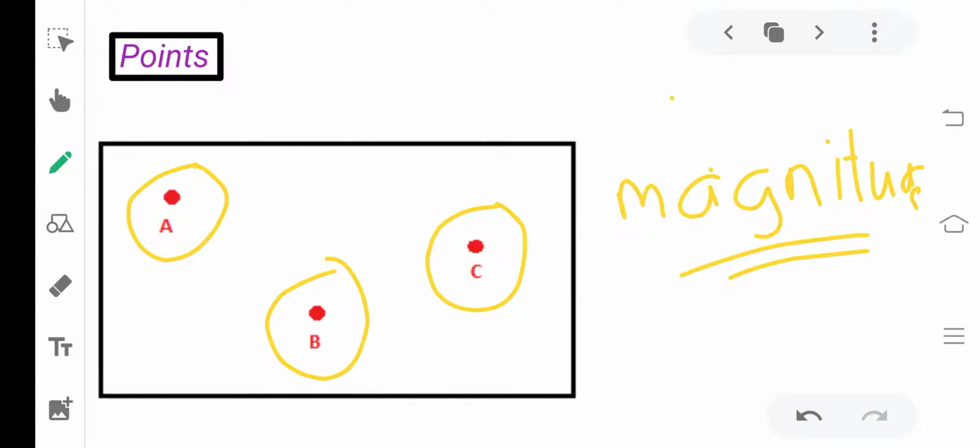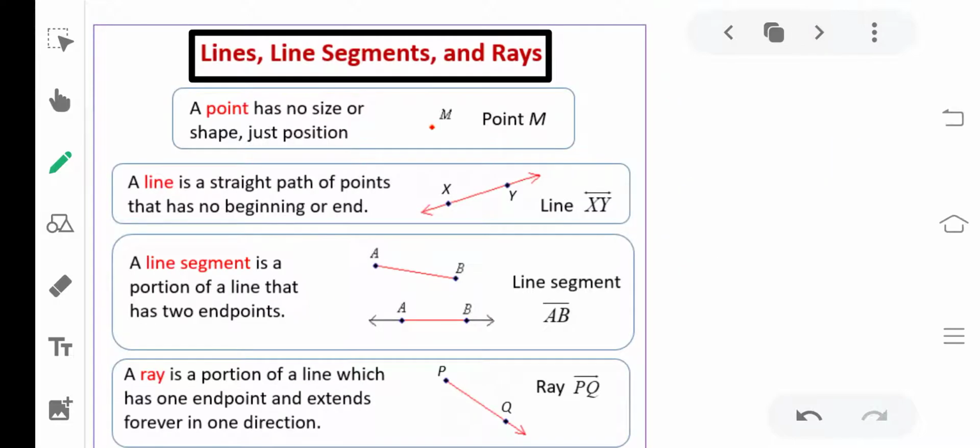Let's get forward to the next topic. This is your line segments and rays. Okay, the line segment. The point has no size or shape, just a position. As I had told you, this is a certain point given as the point M. Okay, this is your point M. And do you know what a line is? A line is a straight path of points that has no beginning or end.